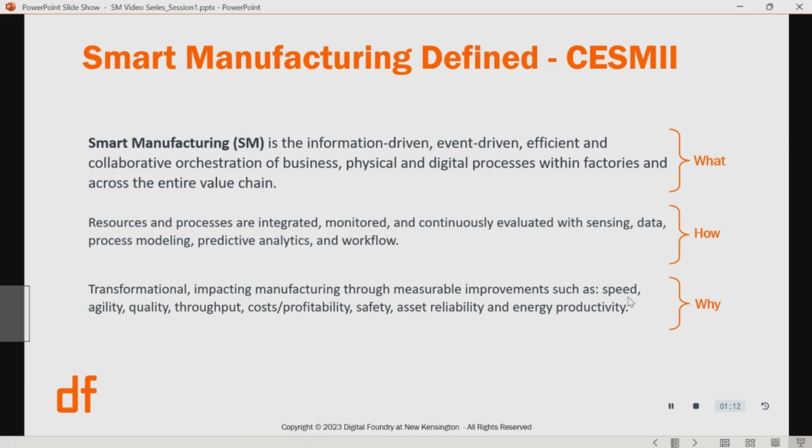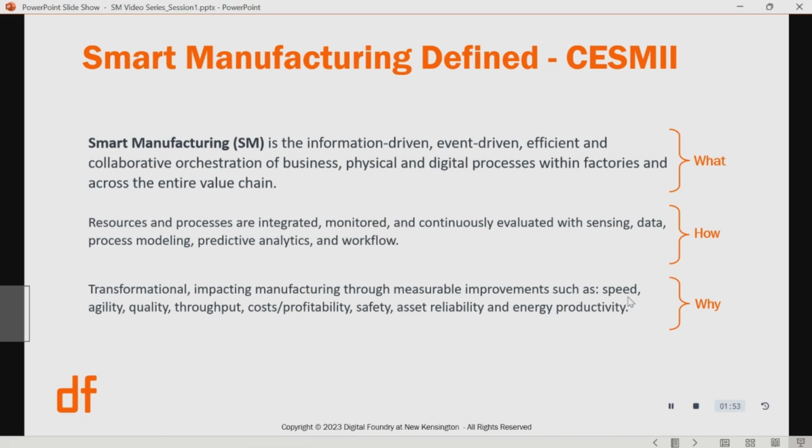As one of the Smart Manufacturing Innovation Centers for CESMII, the National Smart Manufacturing Institute, we'll take a look at their definition for smart manufacturing. They describe smart manufacturing as the information-driven, event-driven, efficient, and collaborative orchestration of business, physical, and digital processes within factories and across the entire value chain. How do you do that? It's all about integration of resources and processes, monitoring and continuously evaluating data through sensing, process modeling, and predictive analytics that then allow you to better monitor your workflow.